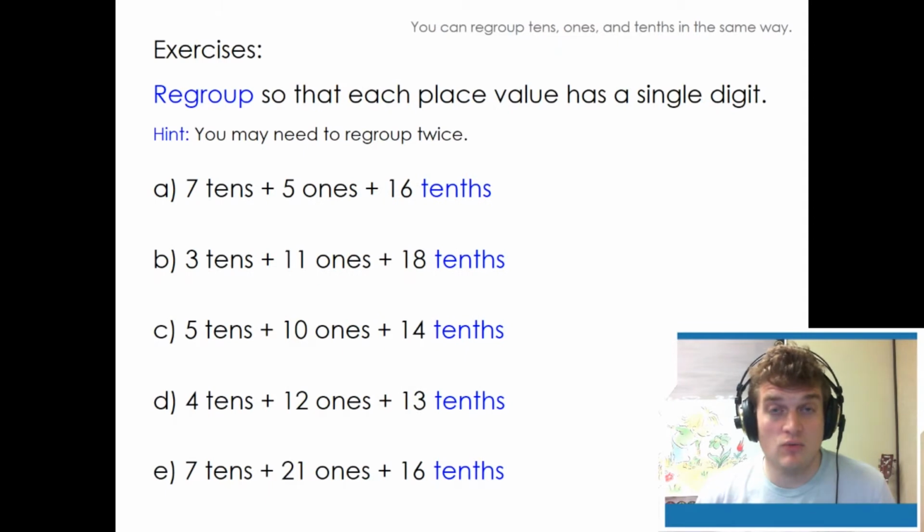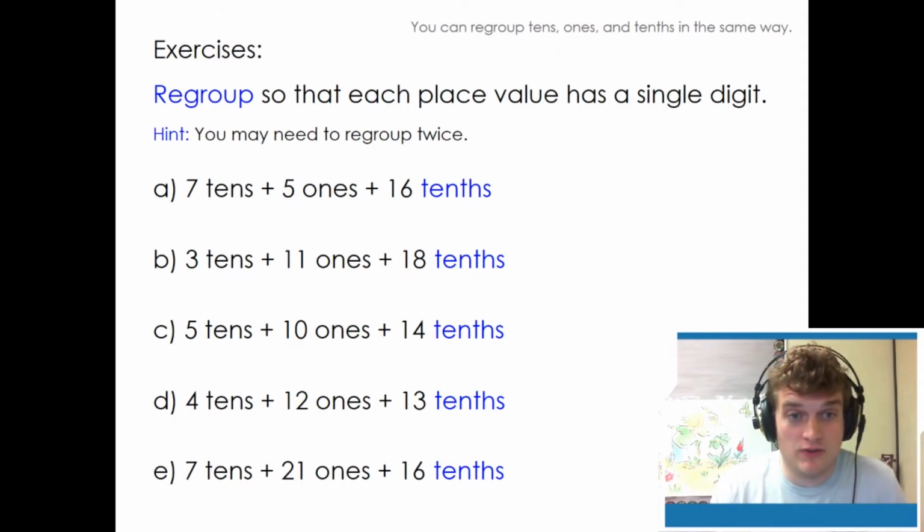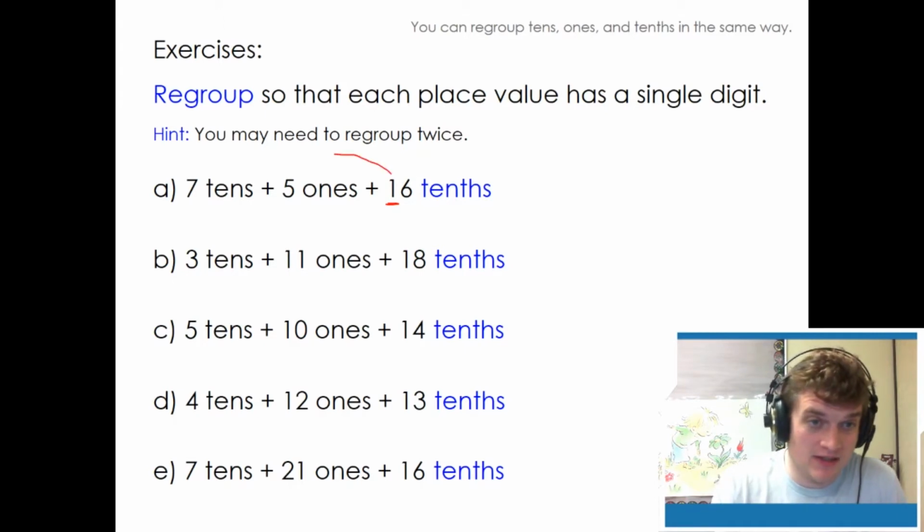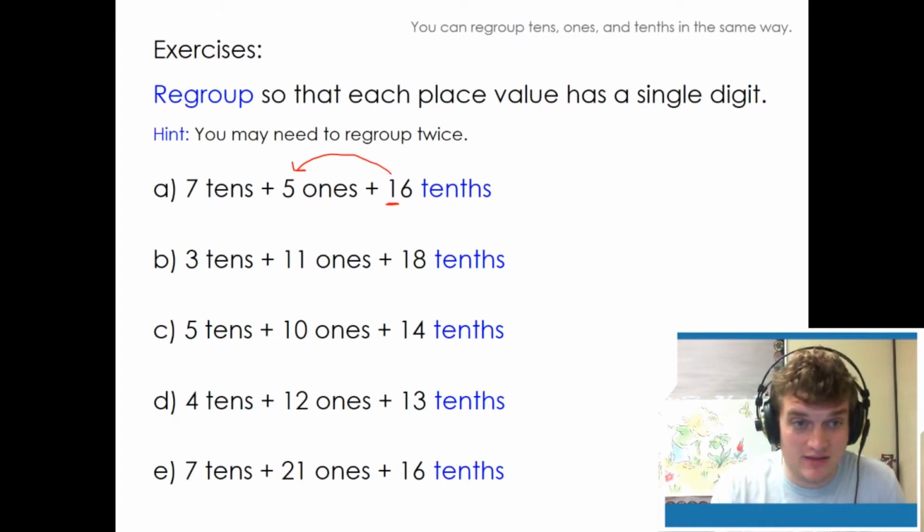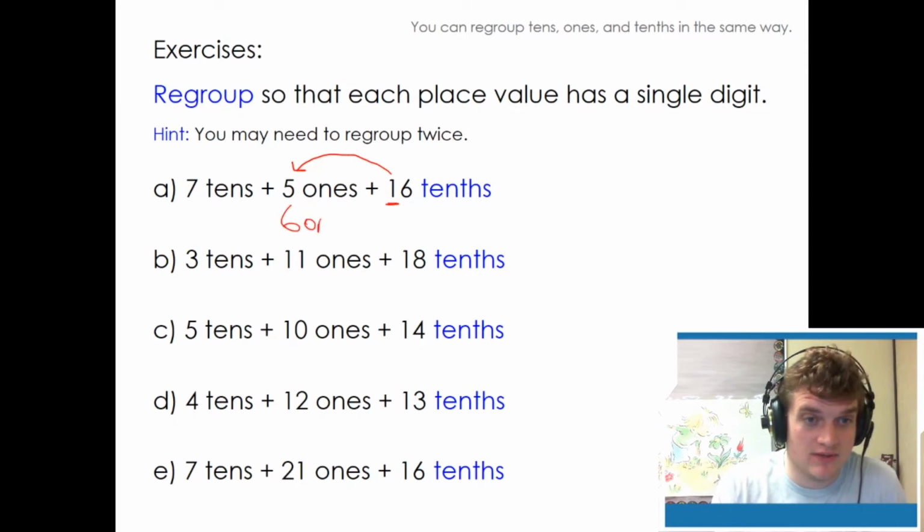So whenever we're regrouping, we're looking for those 10 tenths in the tenths place. So we need to make this trade. Now you might not have to do this using a picture anymore. You can just simply add those 10 tenths, trade them into 1 one. So we're left with 6 ones and 6 tenths.